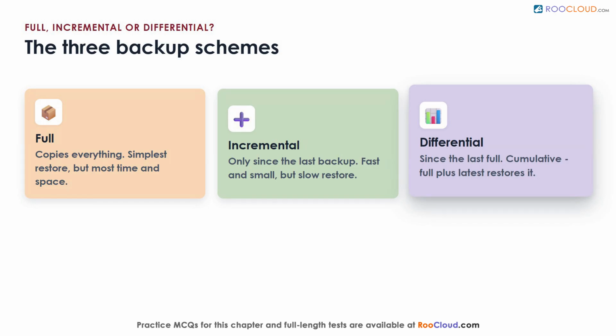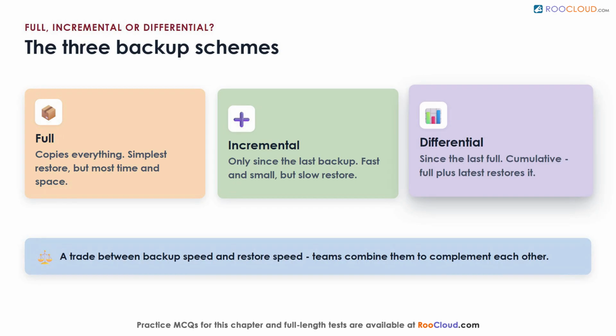A differential backup copies everything changed since the last full backup. Its data is cumulative, so it grows each day. But you only need the full plus the latest differential to restore. Think of it as a trade between backup speed and restore speed. In practice, teams combine these schemes to complement each other.